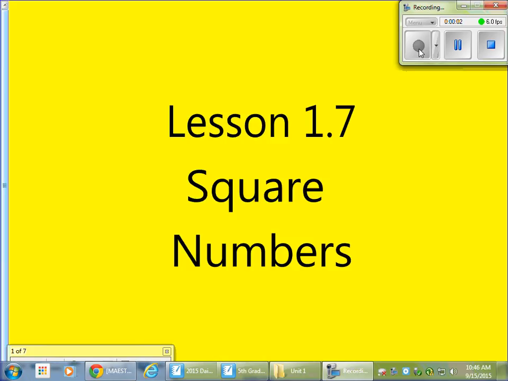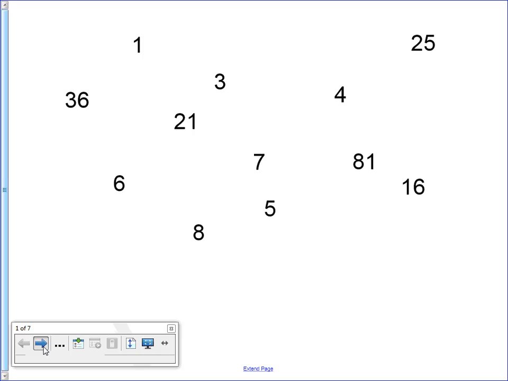Right, today we're going to be working with square numbers. Let's go ahead and take a look at this first slide. I want you to take a look at these numbers here in the front. Which numbers in here are square numbers? Some of these numbers have something in common with one another. If you don't know what a square number is, you need to be kind of thinking here.